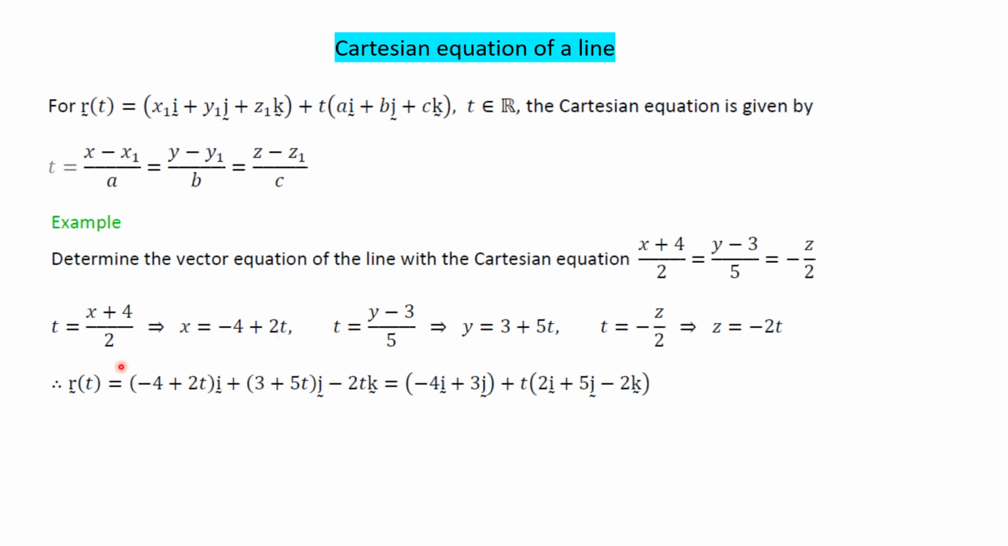And then with the vector equation, because you know that your x component is this, substitute it into the i. And then your y is equal to 3 plus 5t. So substitute that into here. And then lastly, your z is negative 2t. So substitute into the k component. So this one is the vector equation.